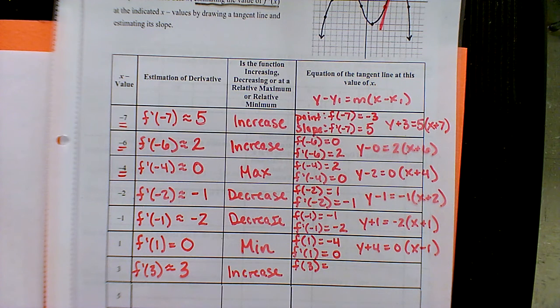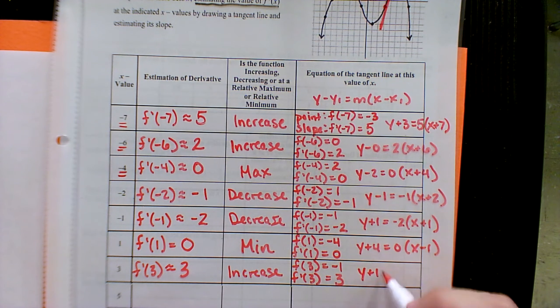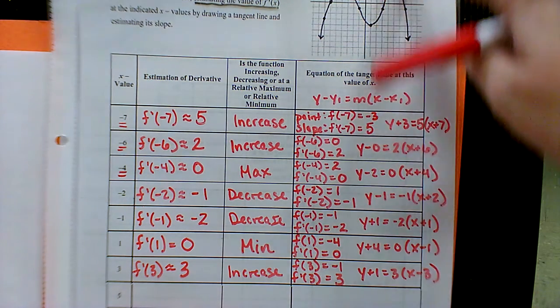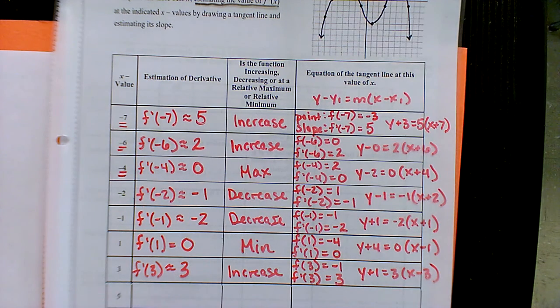Let's see, the point on the graph at 3 has a height of -1. Slope of the graph at 3 we said was 3. Bringing those together, y plus 1 equals 3 times x minus 3. Can you guys try the last two on your own? Okay. Go ahead and check out the x location of 5 and the x location of 7.